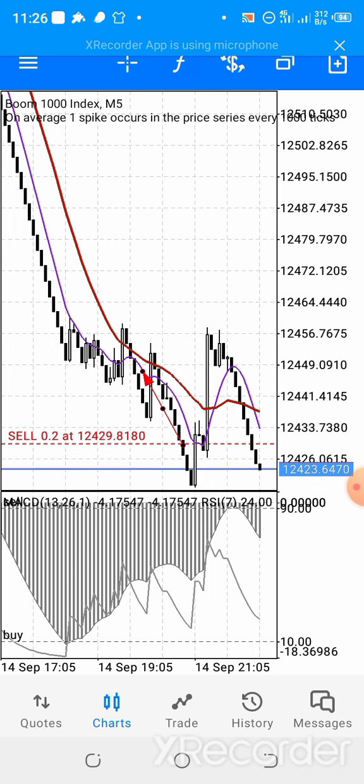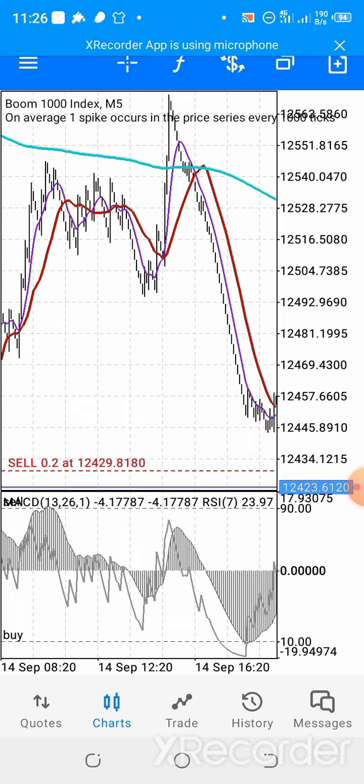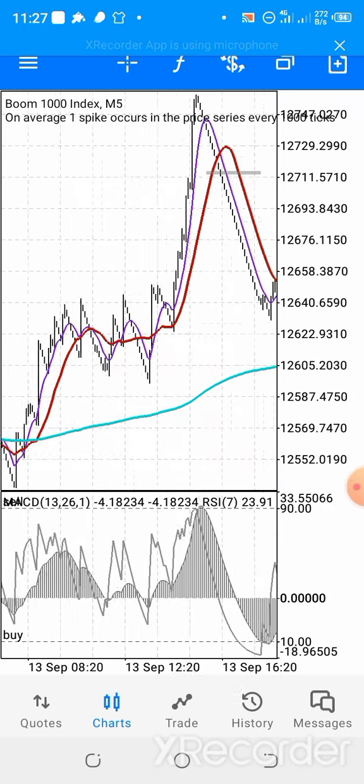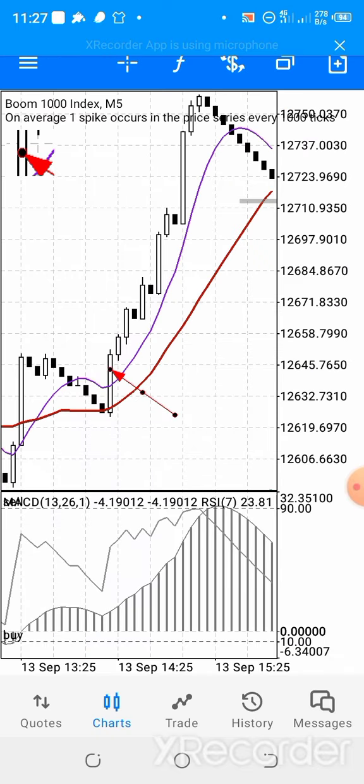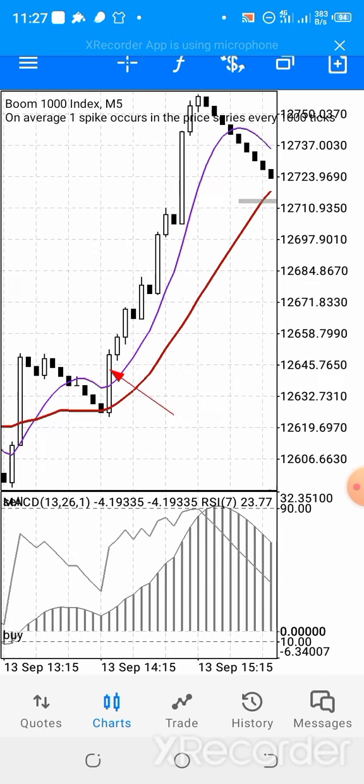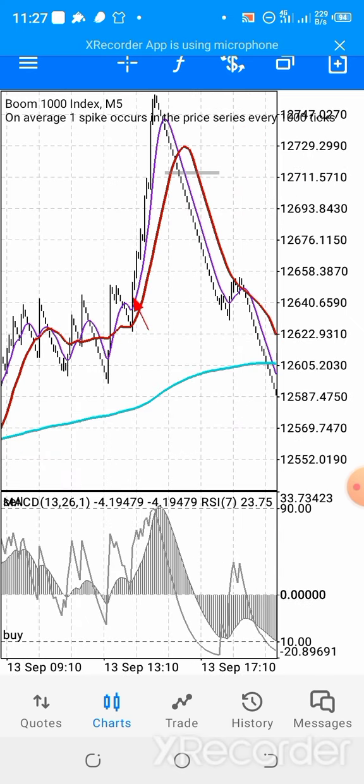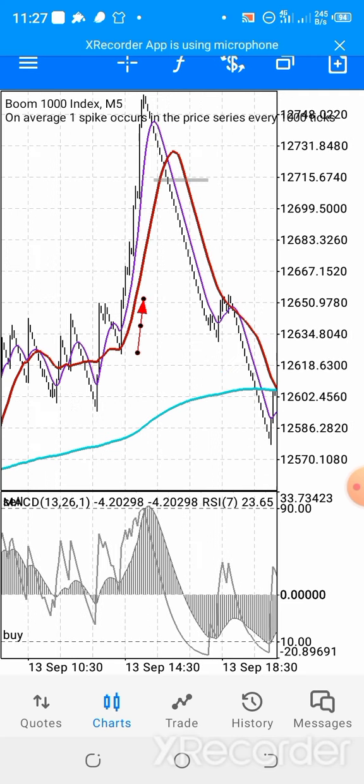So how do I buy Boom? I prefer to buy Boom when it's on an uptrend this way. My condition for buying here is that the 20 moving average, or the smaller moving average, the 20 and the 10, is on top of the 200. This is the 200, the blue line. This is the red, the 20. The purple line is the 10. The red line is the 20 moving average, and the blue line is the 200.